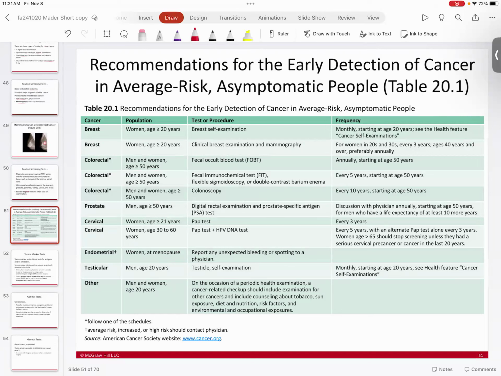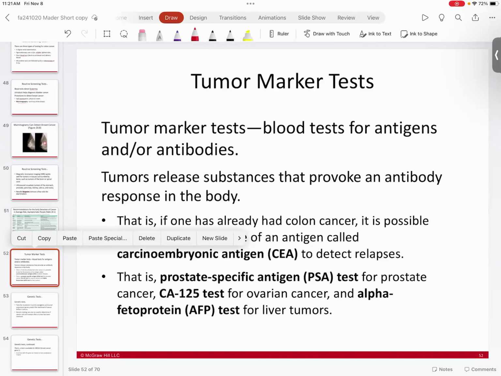And so this is just a little bit of a table to give you some vital statistics of some of the major types of cancers, their population, the test procedure, and the frequency that we see. So I'll let you guys take a look at that one.